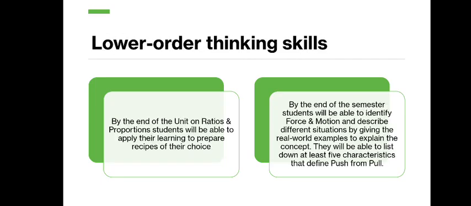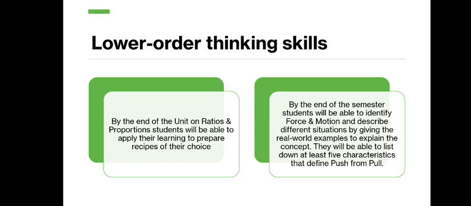Lower order thinking skills. Lower order thinking skills are reflected by the lower three levels in Bloom's taxonomy: remembering, understanding, and applying. Two examples of lower order thinking skills include: by the end of the unit on ratios and proportions, students will be able to apply their learning to prepare recipes of their choice.